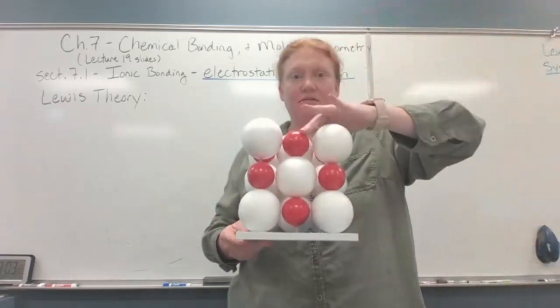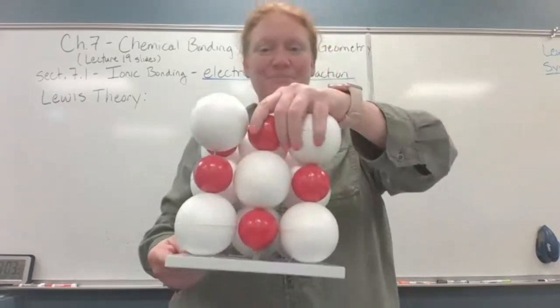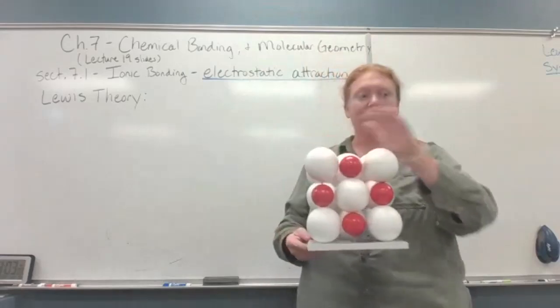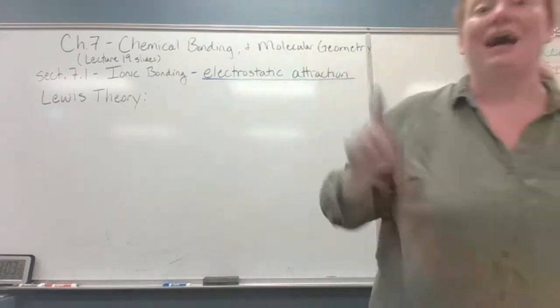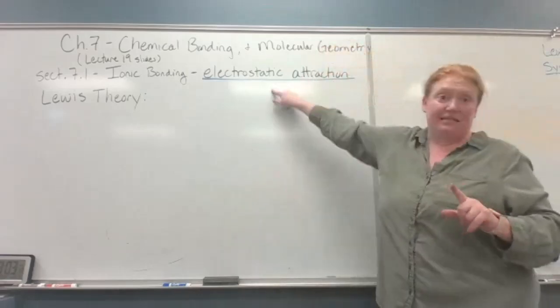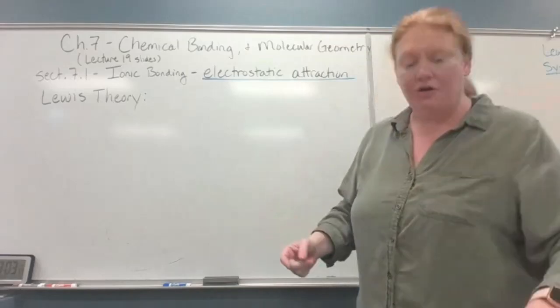negative anions and positive cations, right? And it's that plus being attracted to negative that holds ionic compounds together. That indeed is what an ionic bond is. An ionic bond is this electrostatic attraction. How does that attraction occur?